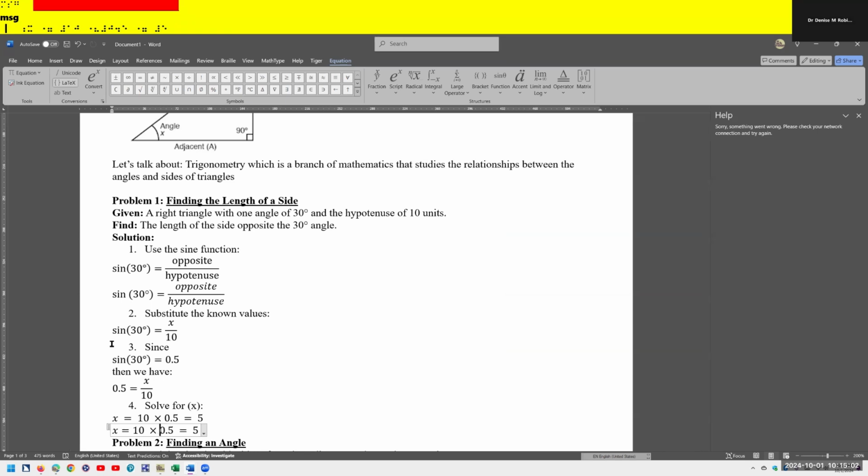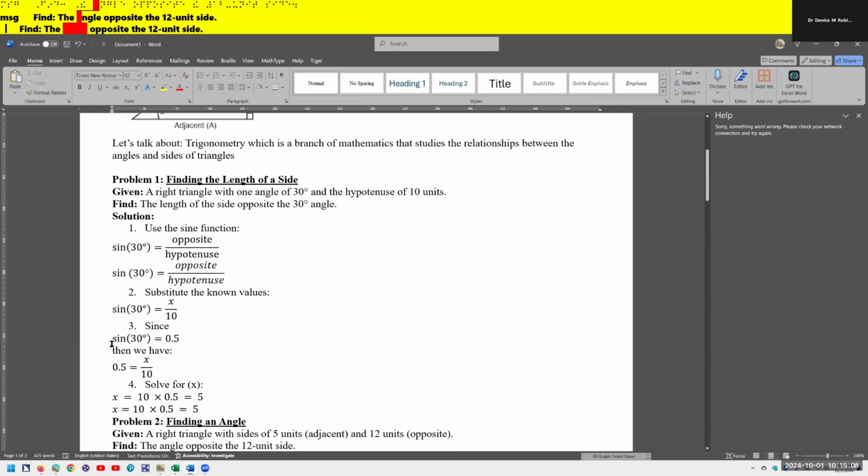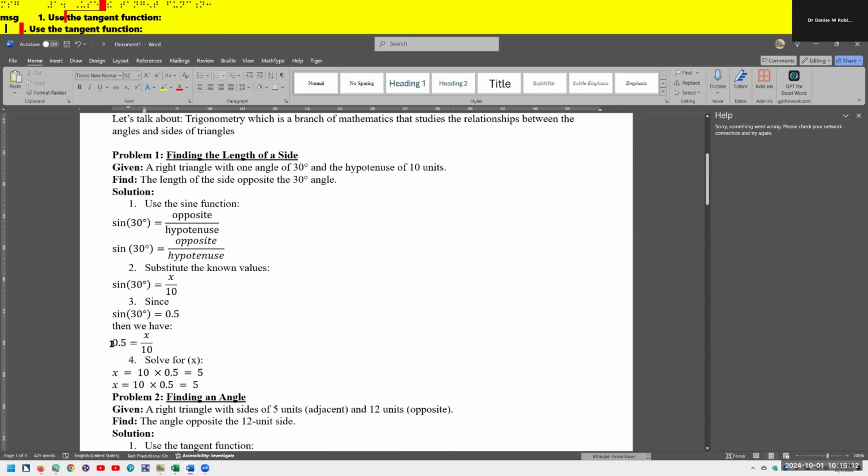Let's continue to down arrow. Problem 2. Finding an angle. Given a right triangle with sides of 5 units adjacent and 12 units opposite. Find the angle opposite the 12-unit side. Solution. Level 1. 1. Use the tangent function.